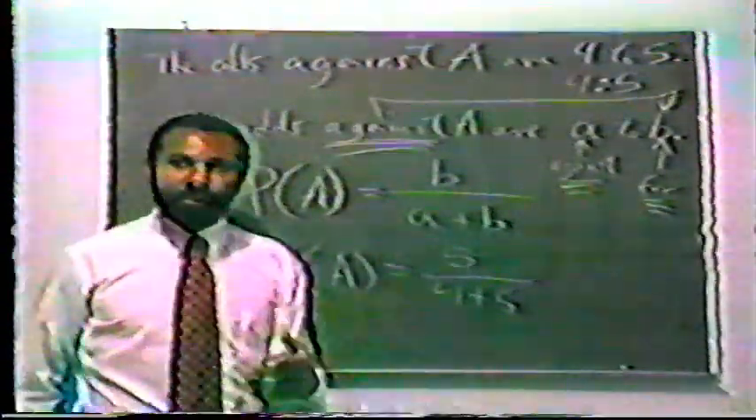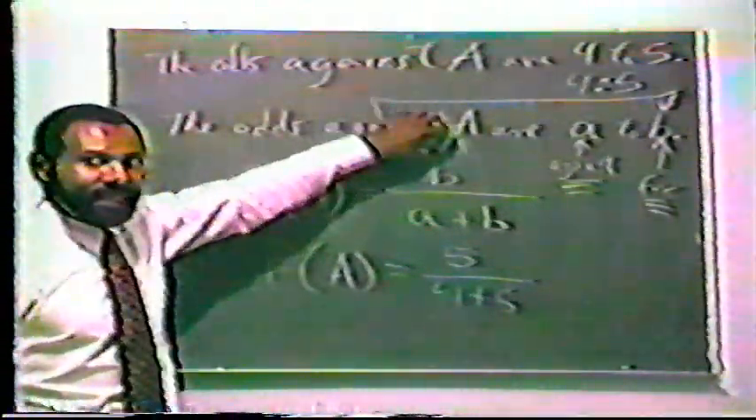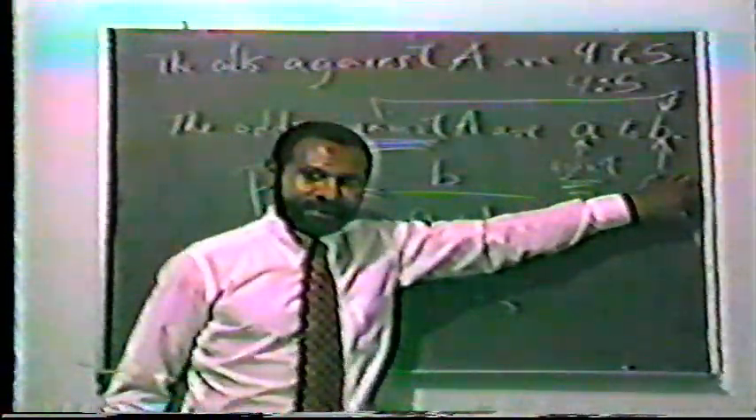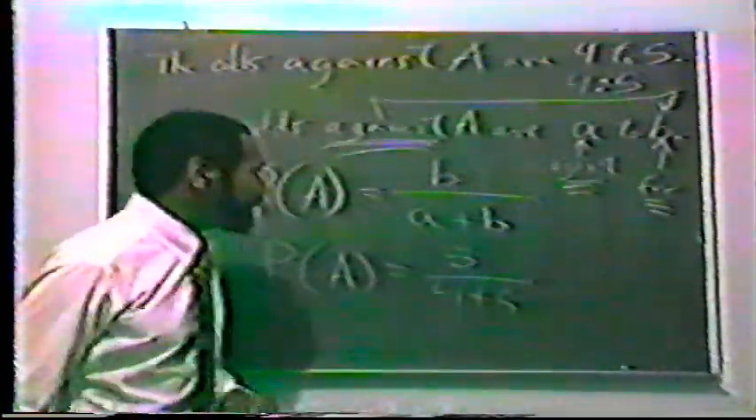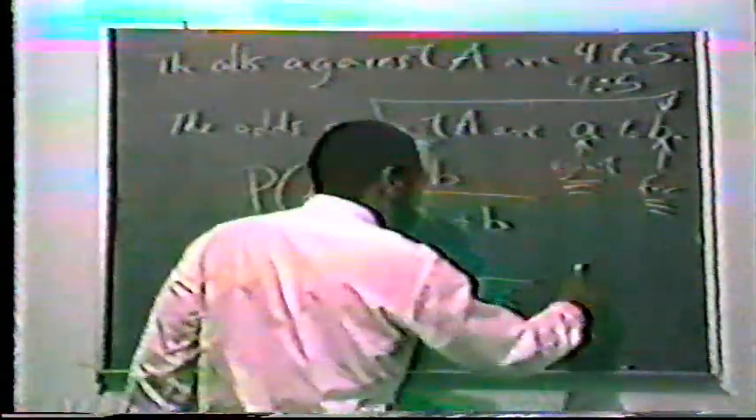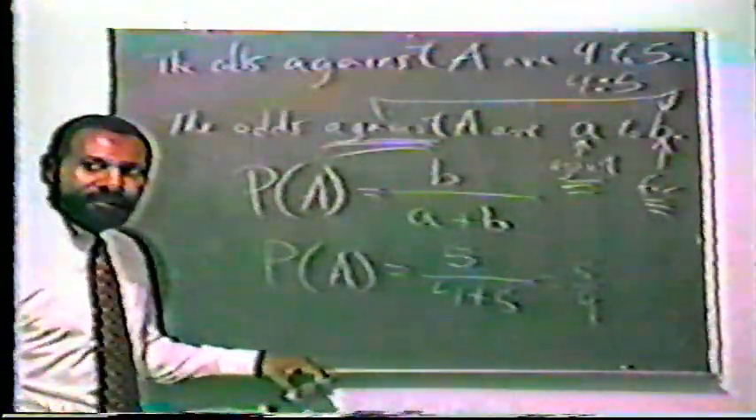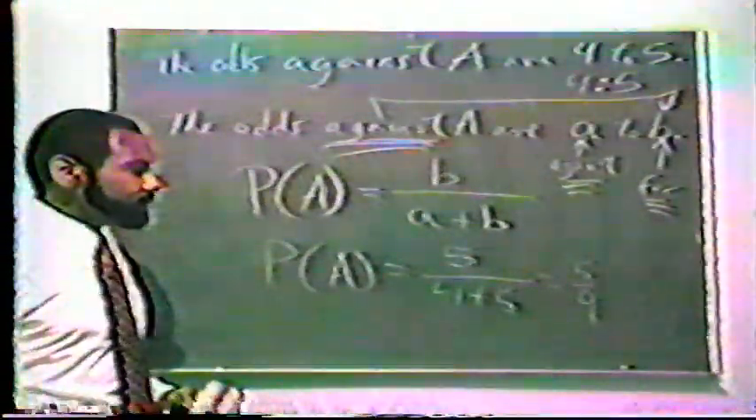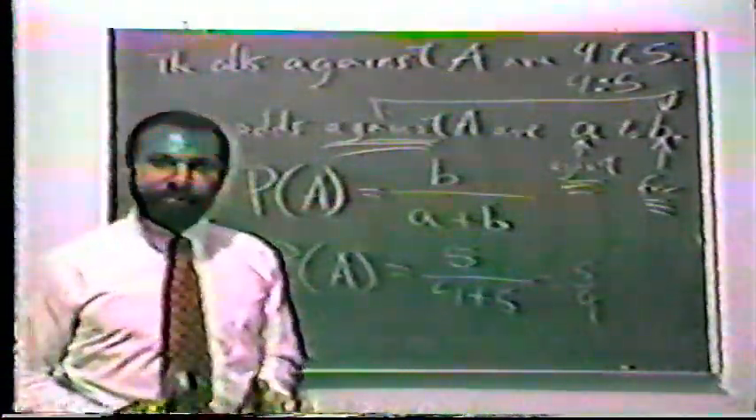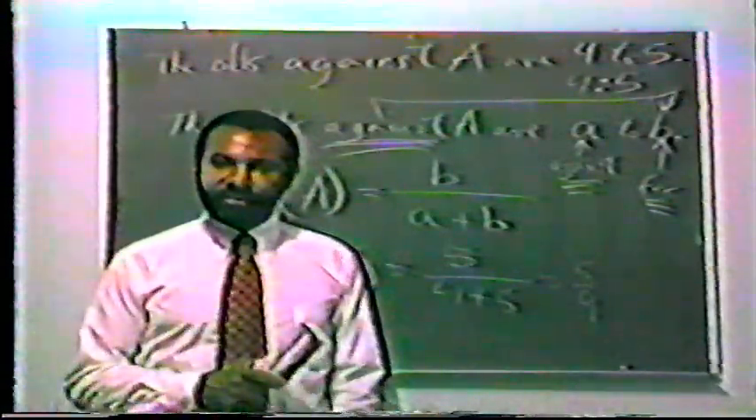And as we mentioned before, when you have the odds for A, the first number represents the for, the second number represents the against. So you want to be aware of that as you work your problems out. Now in this case, the probability of A would be 5/9. Then of course we can change that into a decimal and into a percent. So these are the types of problems that you have to do that relate to odds.